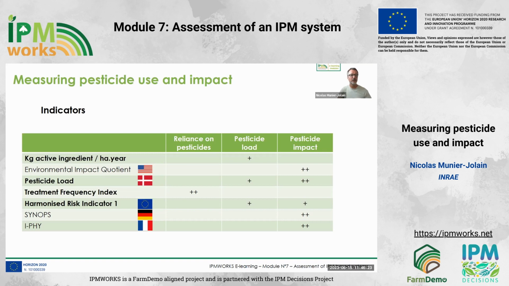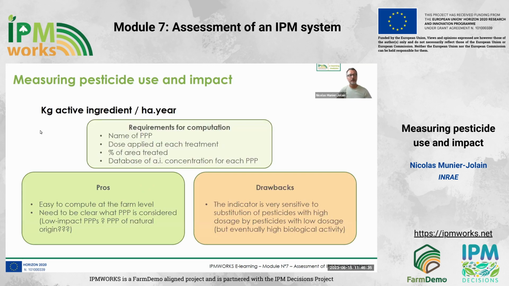In this presentation, we will show the 4 indicators of pesticide use and pesticide impact that are involved in this table, starting with the simplest one, the amount of active ingredients expressed as kilograms per hectare per year. This indicator requires for computation the name of the plant protection product, the dose applied at each treatment, the percentage of area treated, and a database of active ingredient concentration for each plant protection product. Of course, this indicator is interesting because it is very easy to compute at the farm level.